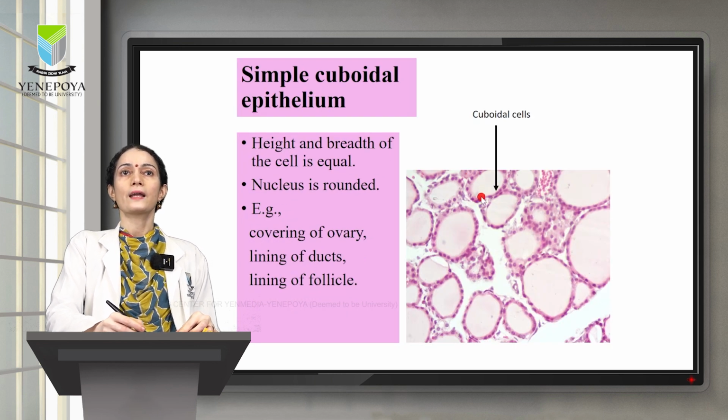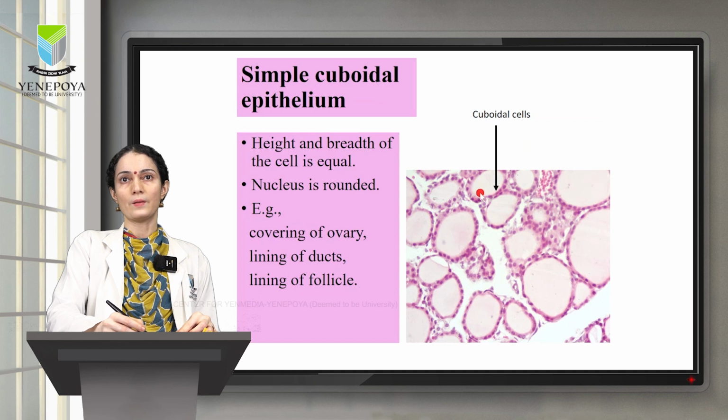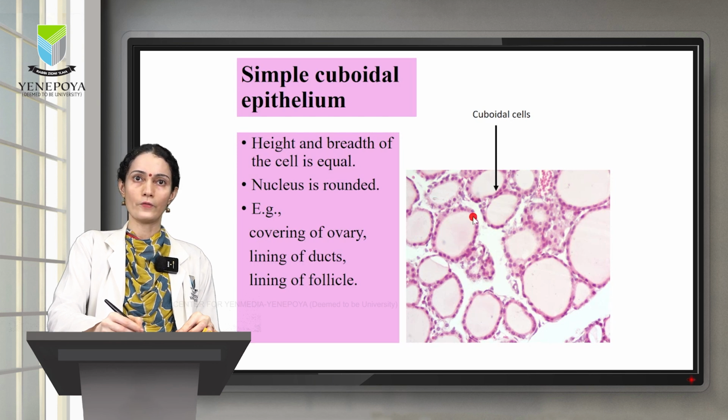So this slide is simple cuboidal epithelium. Here the length and breadth of the cells are equal, and the nucleus is rounded and in the center. Examples for this are the covering of the ovary, lining of the duct and lining of the follicles. Here you can see a picture of a thyroid follicle taken under 45x under the microscope. So you can see these cuboidal cells lining the thyroid follicle.